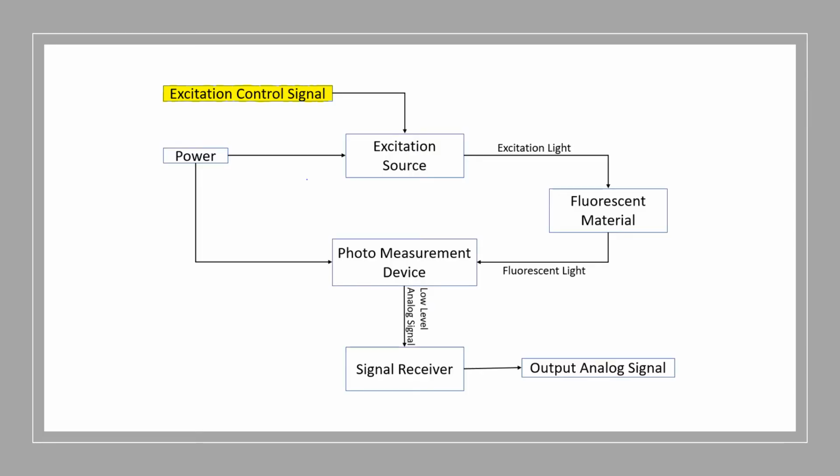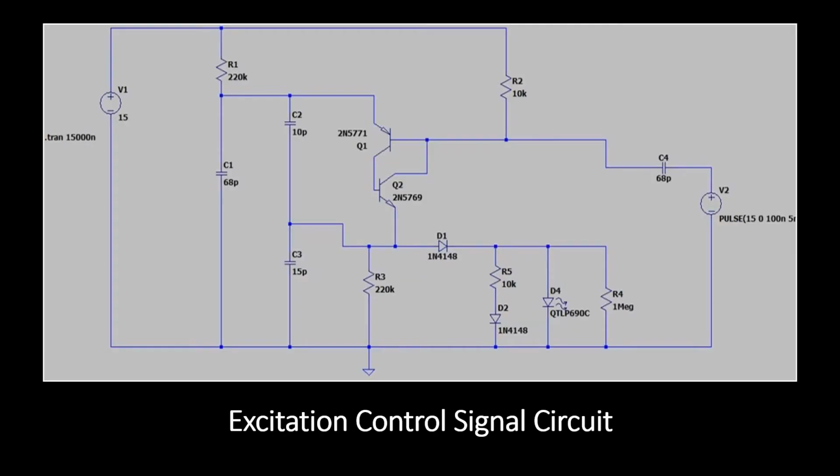Now let's move on to our excitation control signal. This signal is supposed to serve as a manual trigger to our excitation source, telling it when to turn on and off. Now this is our excitation control circuit.